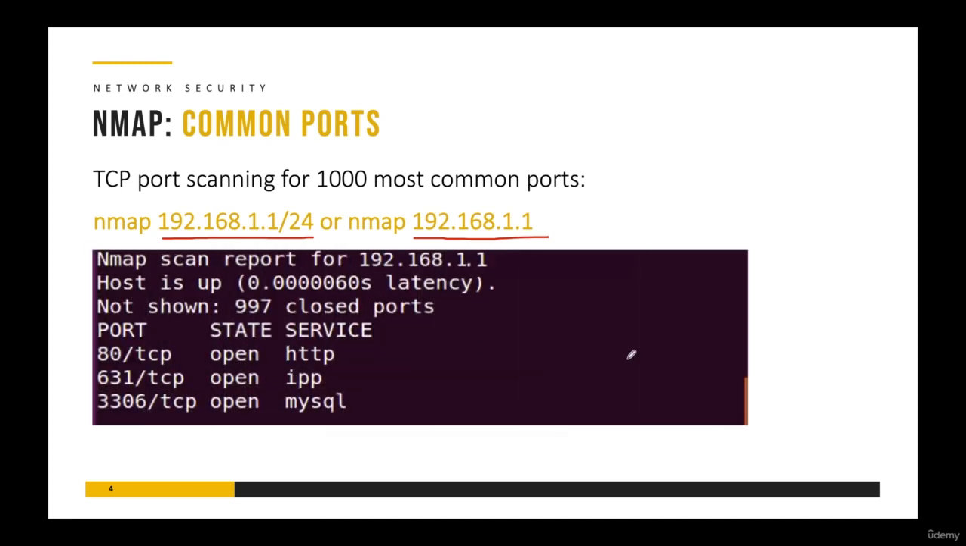Let's have a look at the results. We have launched an Nmap scan on a single IP address, and here are the results. Basically 3 ports are open. One is for HTTP, one is for IPP, another one for MySQL. All are TCP ports because we have launched a TCP scan. And we also see the port numbers here. And we also see that there are 997 closed ports. So not only did we find out open ports, we also found out which services are running on those ports.